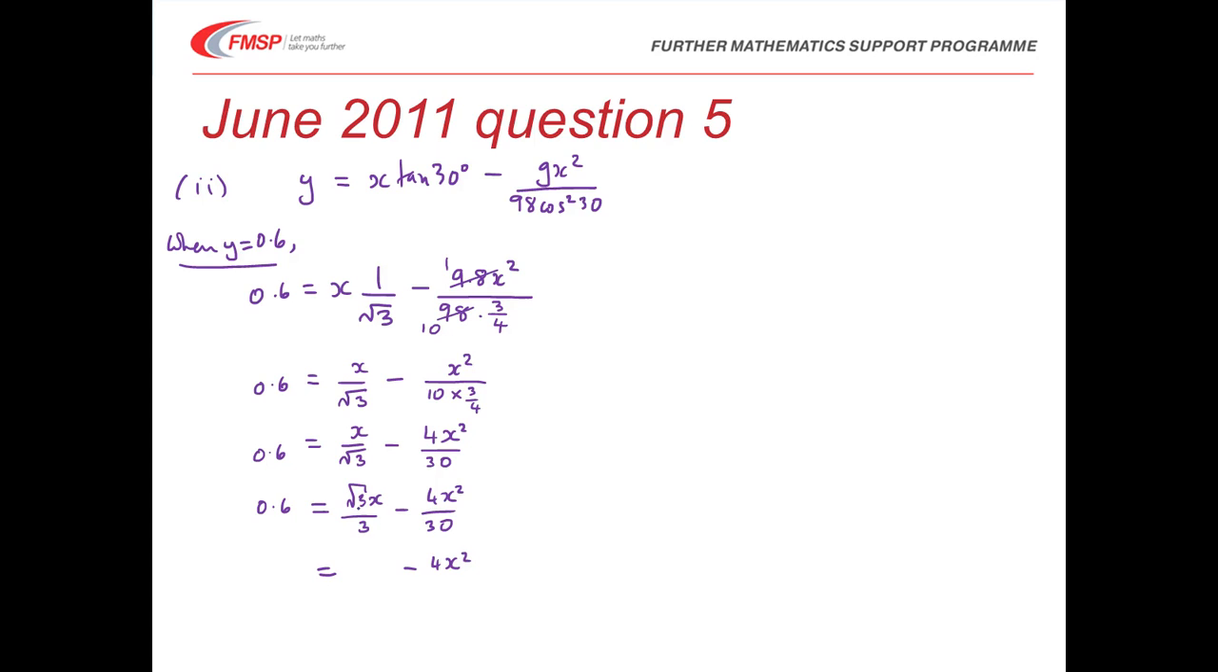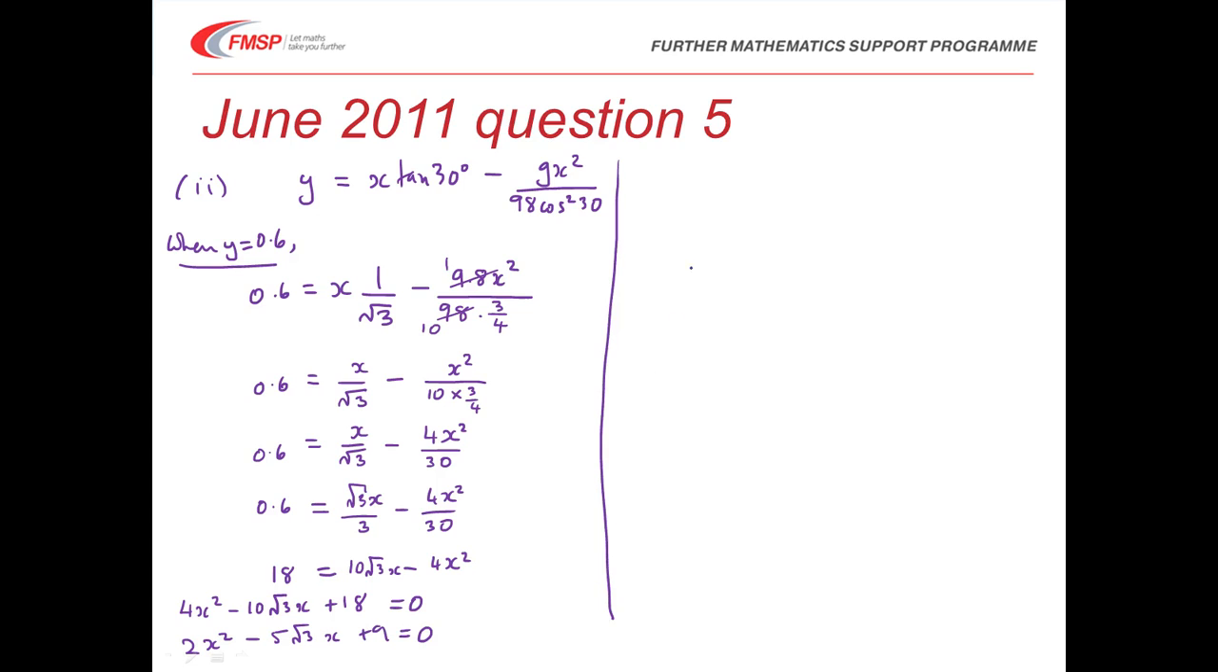This term multiplied by 30 will give me 10 lots of what's on the top, 10 root 3x, and 30 times 0.6 is 18. I'm going to move that all to the left then, so I get 4x squared minus 10 root 3x plus 18 equals 0. My last step is going to be to halve all that and get 2x squared minus 5 root 3x plus 9 equals 0. Well, it doesn't look marvellous, but at least it has fairly nice coefficients to deal with.